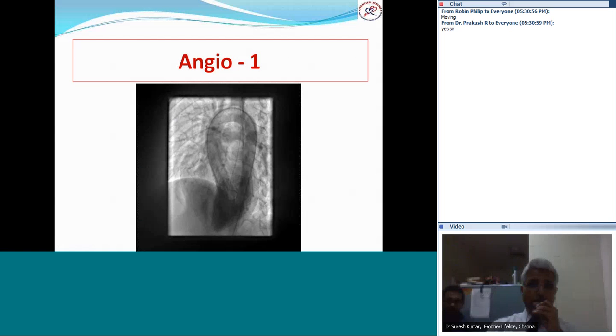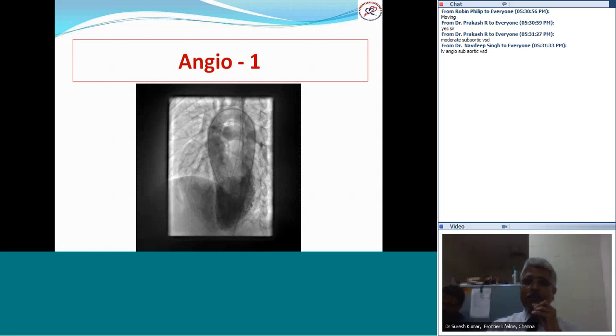I'm sure it is time enough for you. Good, Prakash. Okay, I am happier with Navadeep's response than with Prakash. You need to say that this is an LV angio. I would have been happier if you said that this is an LV angio in paleocranial view showing a small to moderate subaortic VSD.